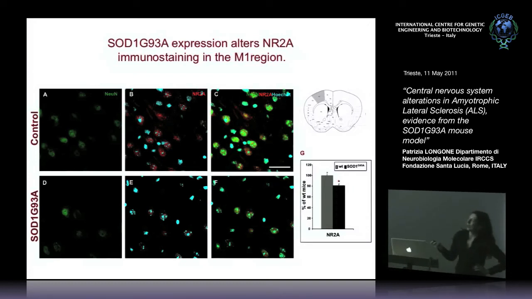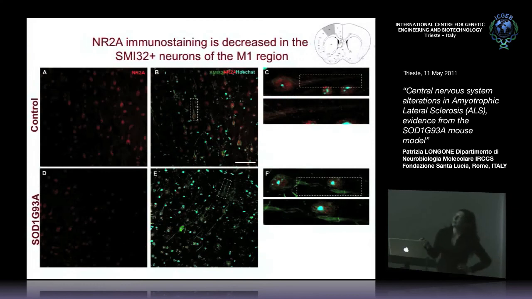for the nuclei. And we found a significant decrease of the NR2A immunostaining in the layer 5 of the motor cortex. And this decrease was even more evident in the SMI-positive neurons. I guess you can see the decrease in the red staining, in the red dots. These are the NR2A subunits. And in green is SMI32, as I said, a marker of motor neurons.